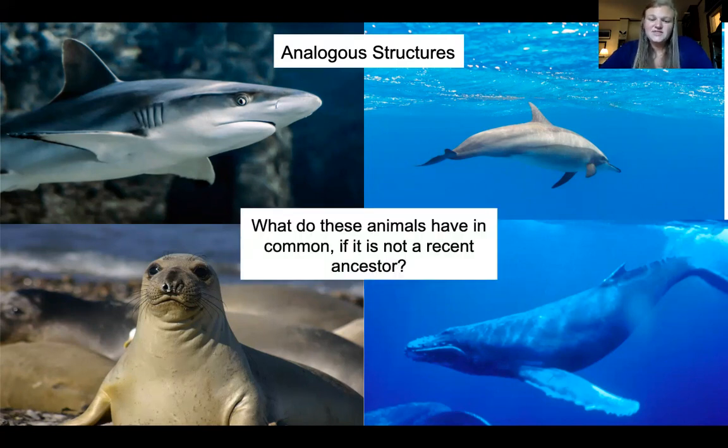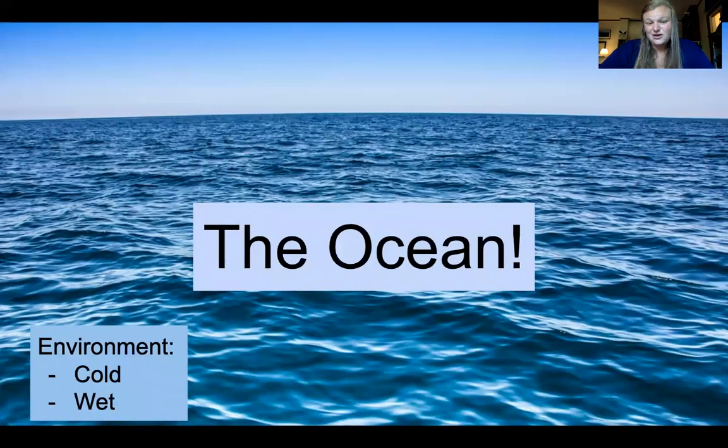And so if these animals don't have a recent ancestor in common, what do they have in common is the next question. Why would they be similar if they're not related? We've talked about common descent explaining the unity of life. The answer is found in the ocean. All of these animals live in the ocean or in water that's cold and wet. And so really they need that blubber. They need that slick body. They need the fins to move and exist in their environment. And so environment is going to play a crucial role in Darwin's theory of evolution.